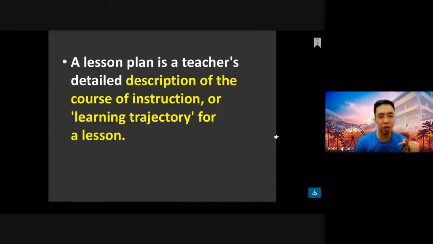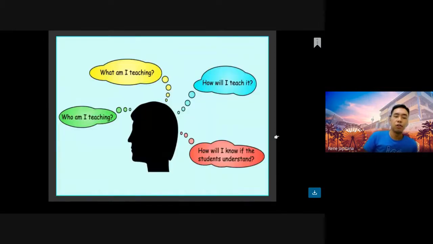If we talk about a trajectory in physics, this is the target, the end point of the objectives of a certain lesson. So there are questions that we need to answer if you want to become a professional teacher facing your students in the classroom or in the online class, in today's situation. These are the things that we need to answer. In answering these questions, the output will be the lesson plan.